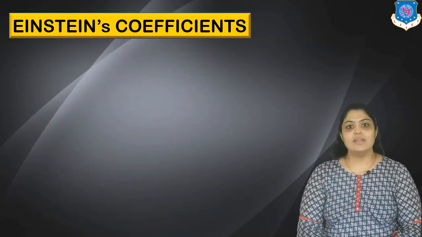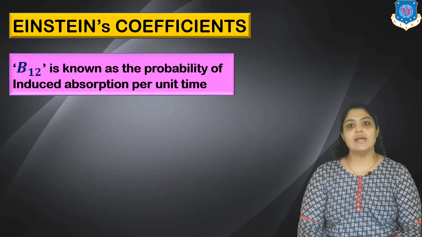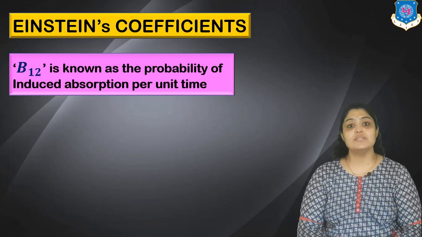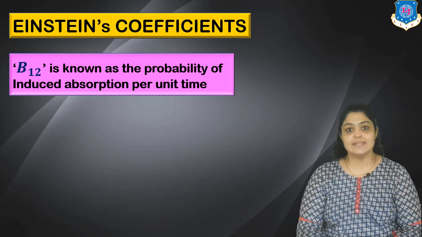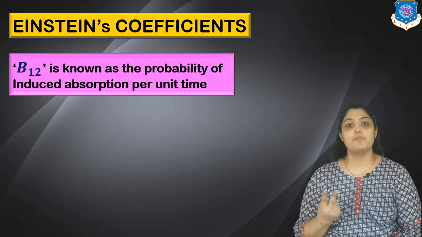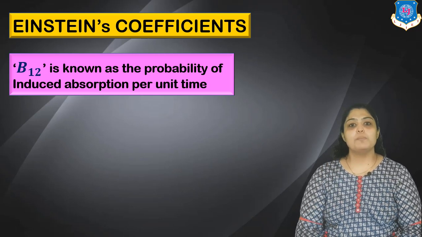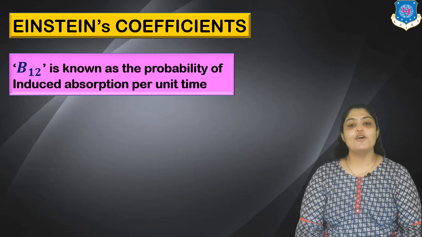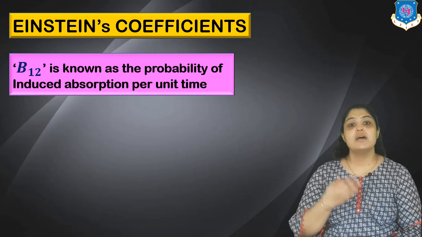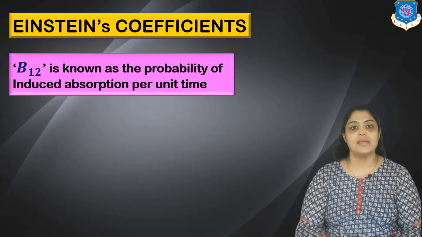Before starting with Einstein's theory, I would like to tell you about Einstein's coefficients, which are dependent on the three processes which were proposed by Einstein. That is, number 1, induced absorption, number 2, spontaneous emission, and number 3, stimulated emission. So B12 is known as probability of induced absorption per unit time. It's a process which occurs when atom moves from lower to higher energy level, absorbing some energy.